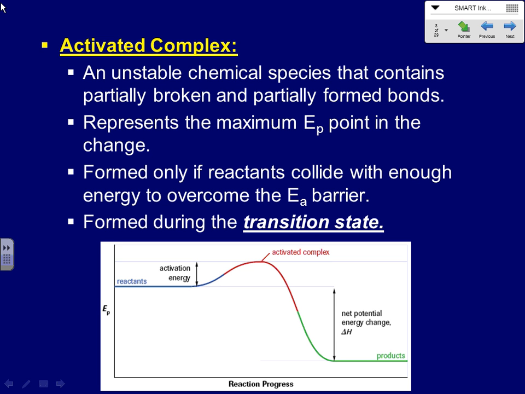Notice in bullet 1, it is an unstable chemical species. Even though we describe it as being the peak on the potential energy curve, it is an actual thing. It's an actual molecule, a funny-looking molecule. Partially broken and formed bonds. The potential energy is the highest. It represents the maximum point. It's only formed if the reactants collide with enough energy to overcome the activation energy barrier, and it is formed during what we call the transition state.